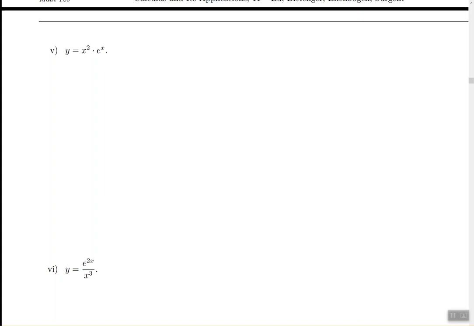Okay, so let's search for more derivatives. In this case, the function is y equal to x squared times e to the power of x. Because of the little dot right here, I'm going to have to use something called the product rule. Okay, so product rule. Why again? Because I have x's in front and x's after the little dot.